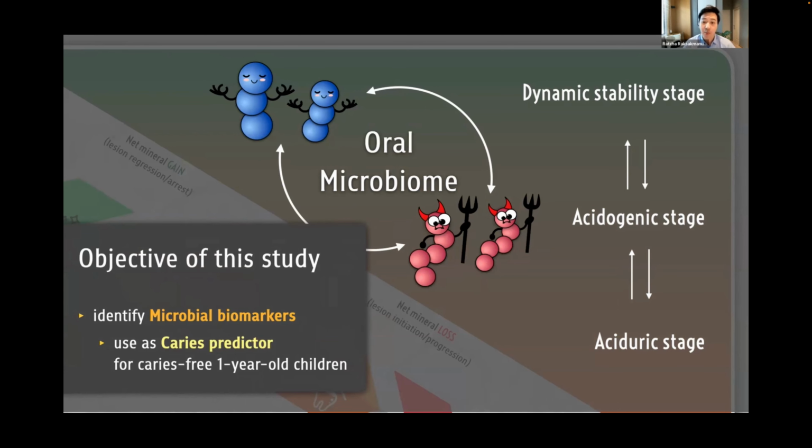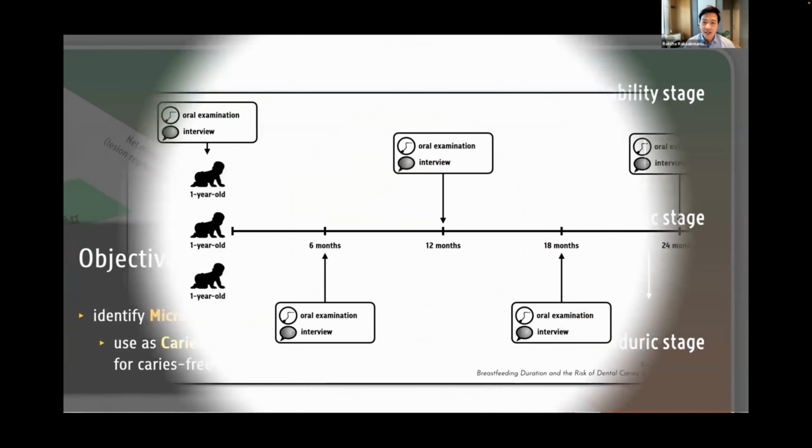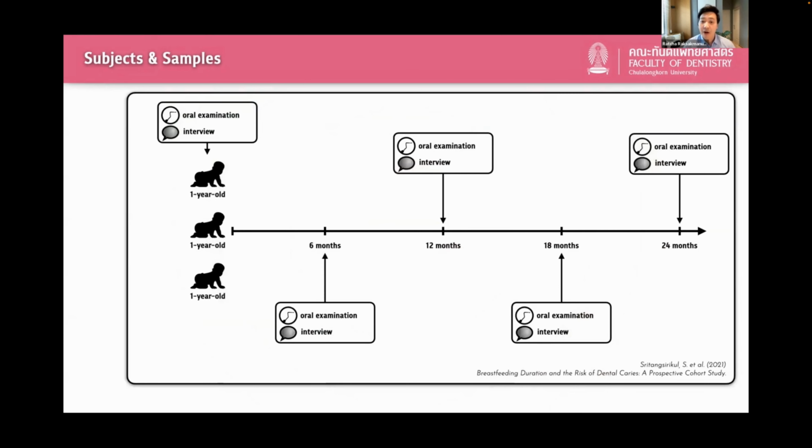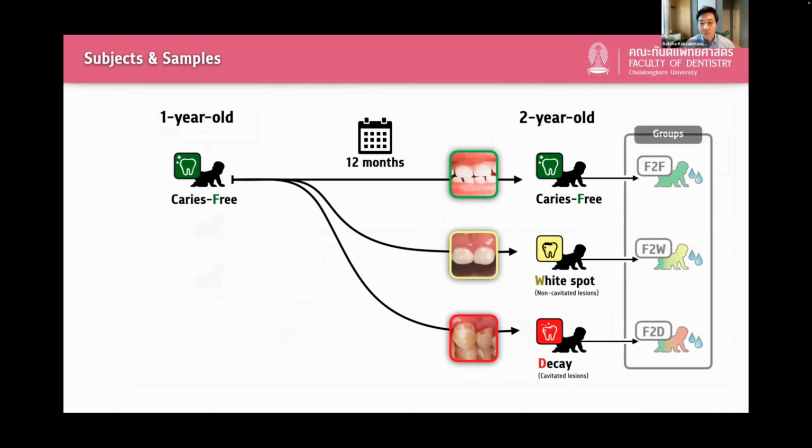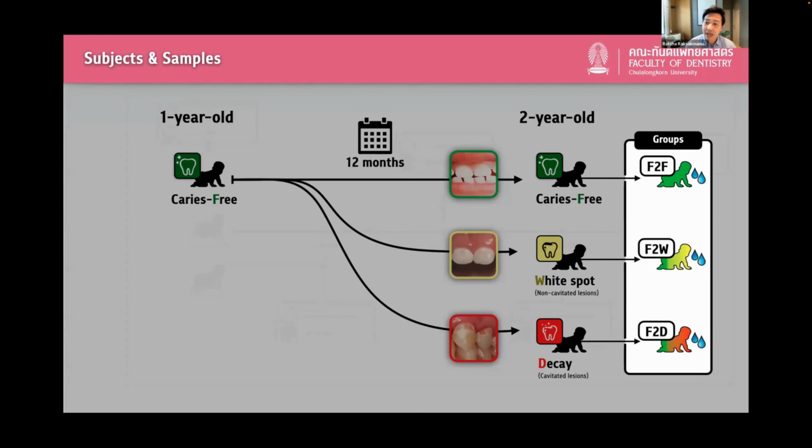in caries-free 1-year-old children. From our previous big cohort study, we used a nested case-control design by selecting only the caries-free 1-year-old children who developed caries differently at 2 years old. The first group was the children who remained caries-free. Second, those who developed only white spot or non-cavitated lesions. And lastly, those who developed decay or cavitated lesions.